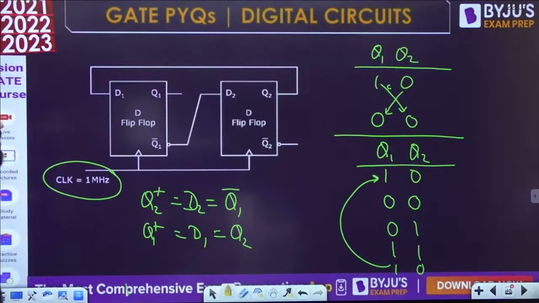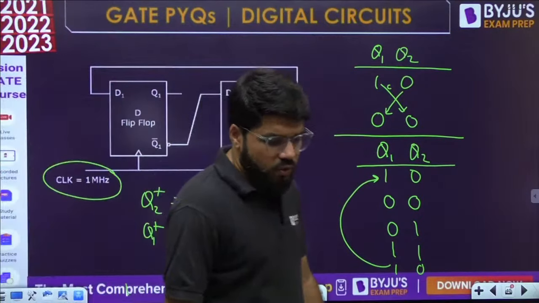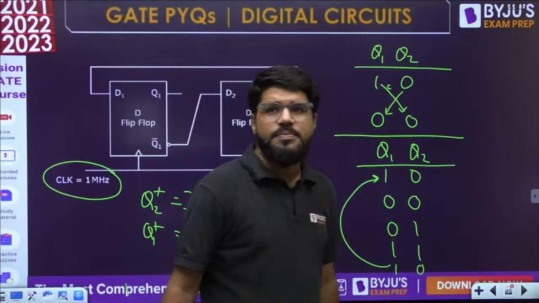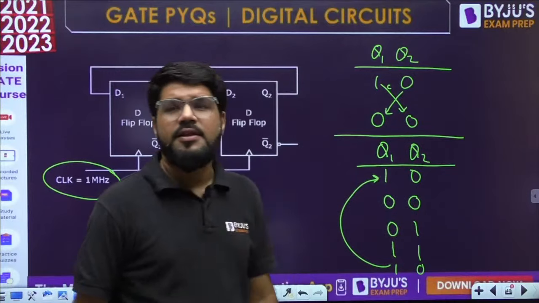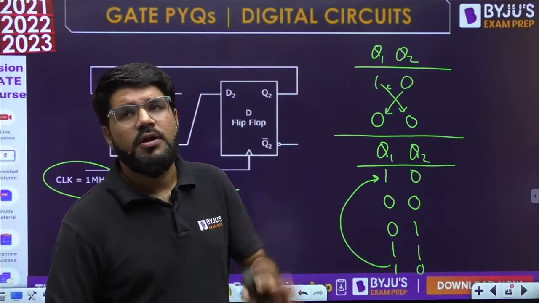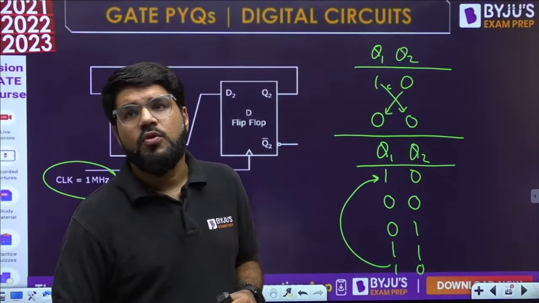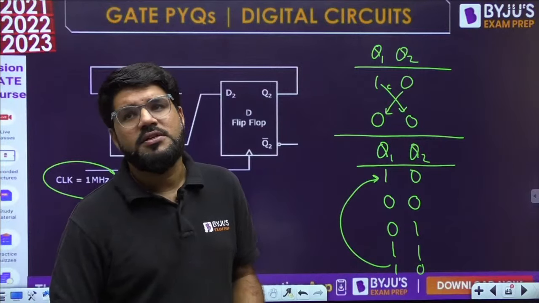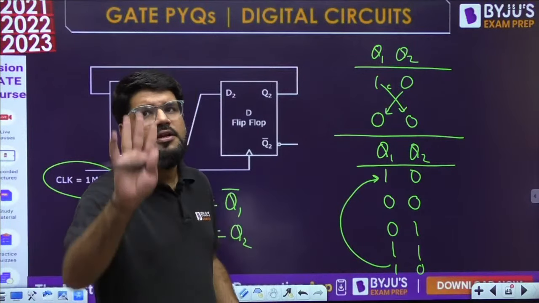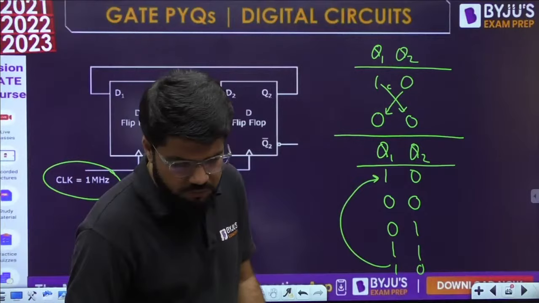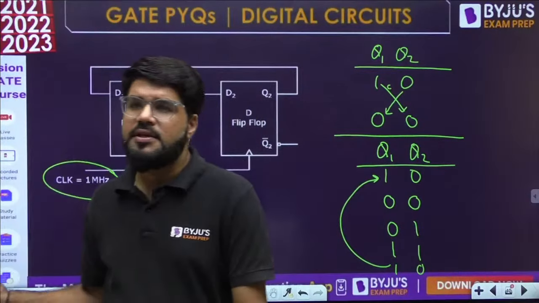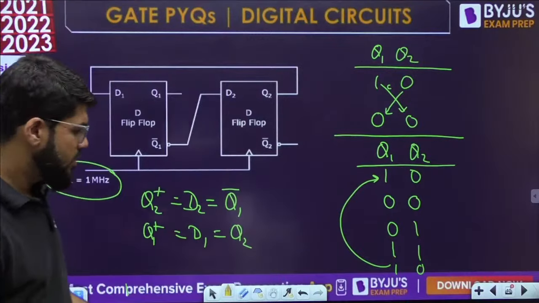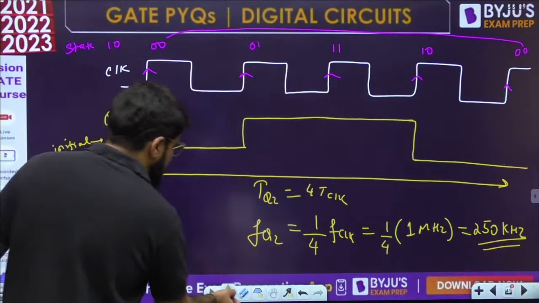Theek hai. What else can you say? Let us say Q2 is the MSB. Q2 is the MSB, and how many states are there in that counter? Let's say it's a regular counter. 4 states are there. So frequency at MSB we know is clock frequency divided by mod number. It is mod 4. Very simple. So that way also you can do it directly. Directly aap aise bhi bol sakte ho.